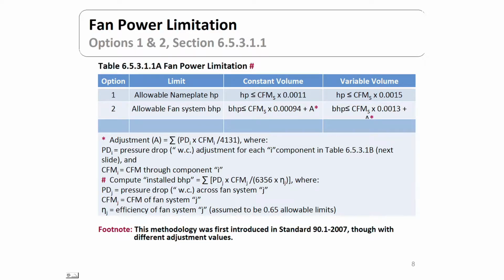Here's a section that limits fan power, and it has actually two different options to it. We show here a little table. It has options number 1 and 2. The first option is where you look at the nameplate horsepower on the fan, and that horsepower has to be less than 0.0011 times the CFM of that fan, if it's a constant volume. If it's a variable volume fan, then that number changes to 0.0015.